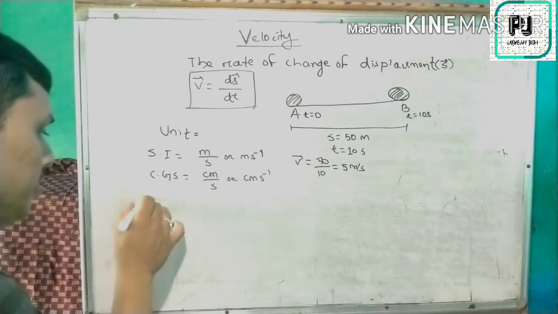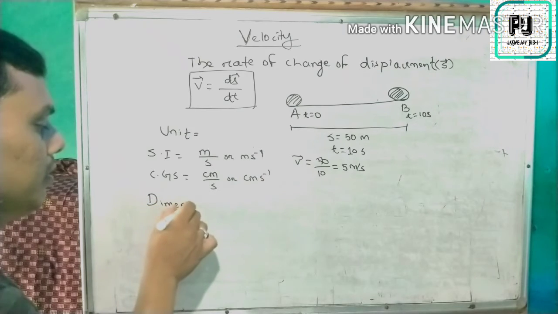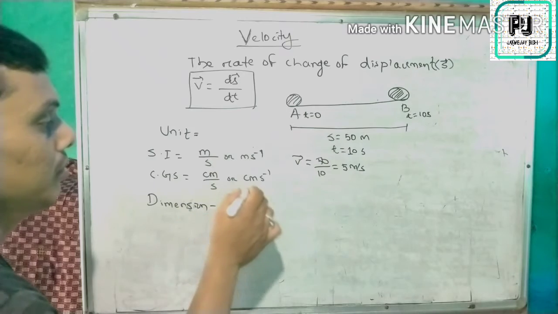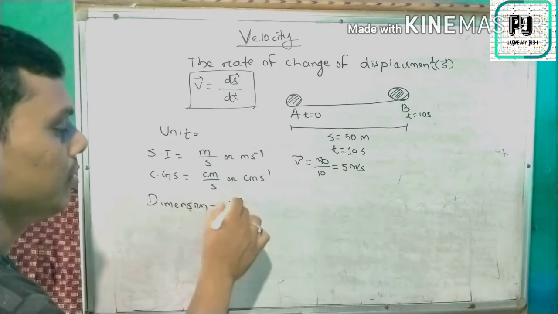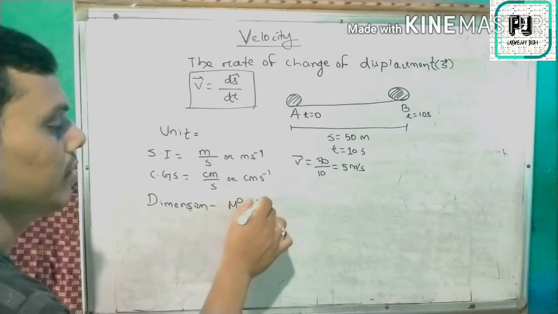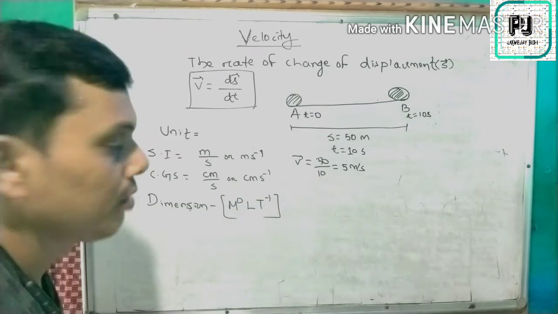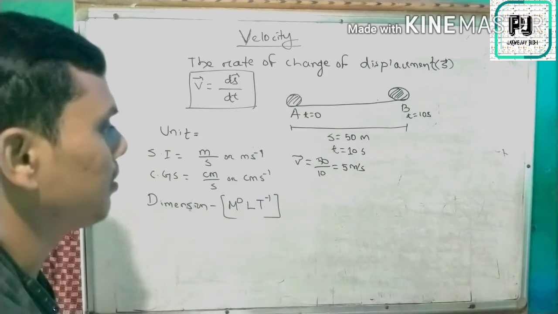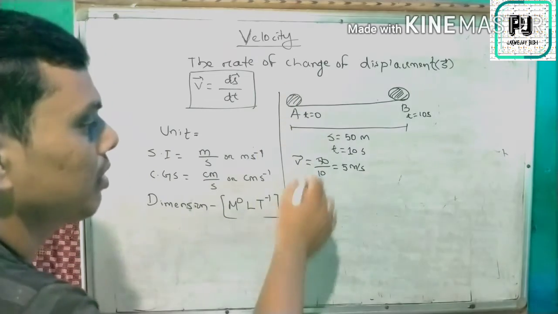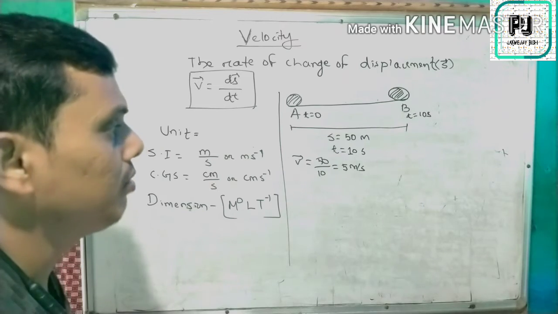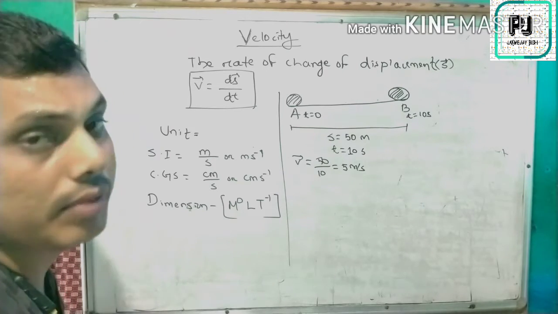So what is the dimension of this one? It is M0 L T inverse. This is the dimension of velocity. So this is the unit and this is the dimension. While we are talking about velocity, basically there are two types of velocity: initial velocity and final velocity.